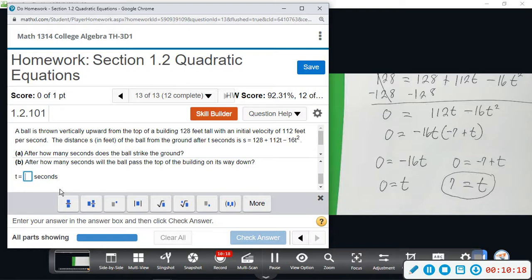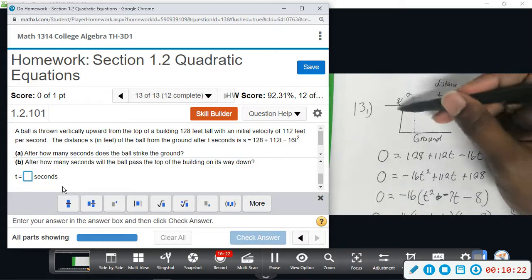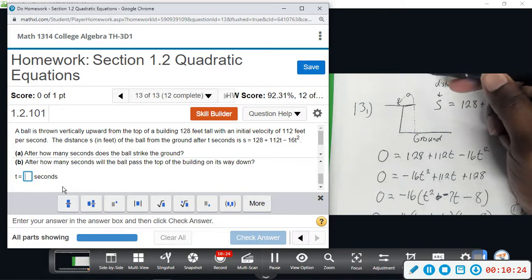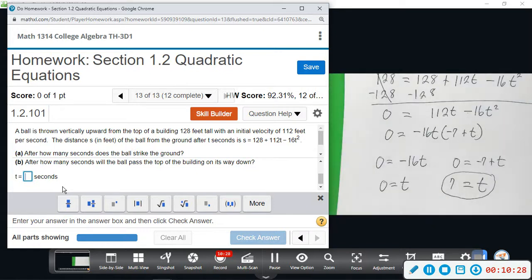So based on my drawing, looks like this ball covers a huge distance. Maybe you threw it way up and then it started to come down, and so maybe my drawing doesn't really fit the problem scenario. But 7 seconds is when it hits 128 on its way down.